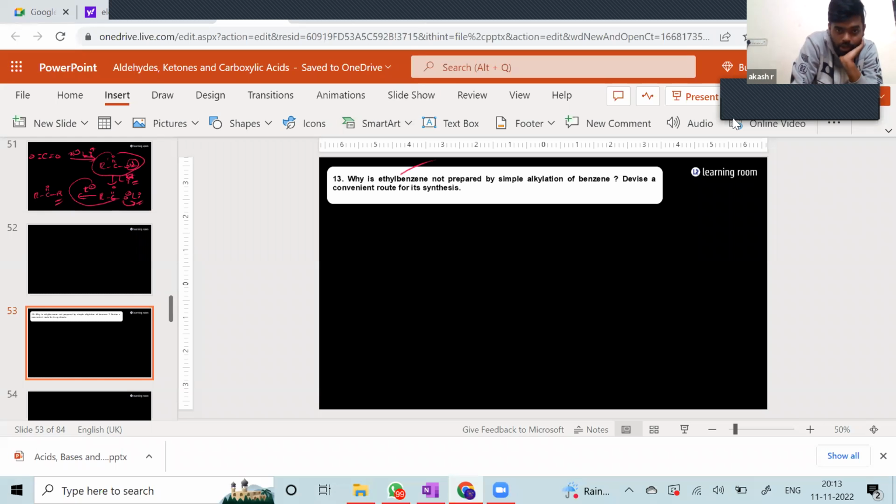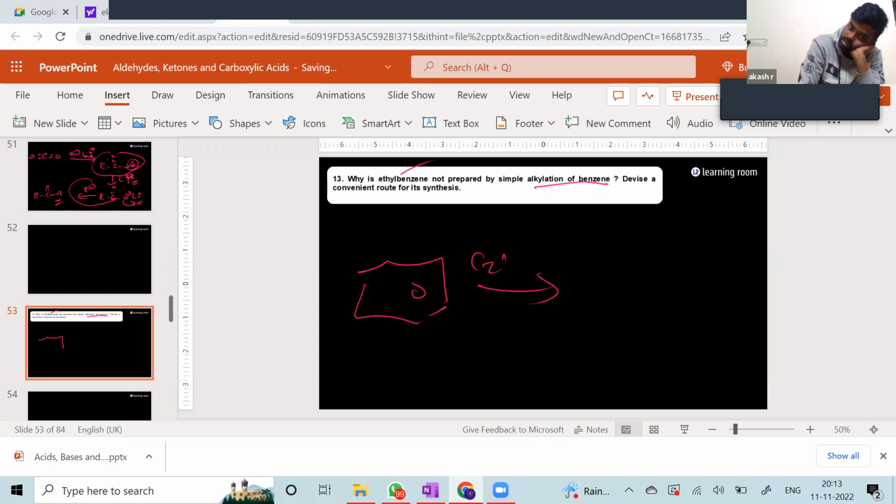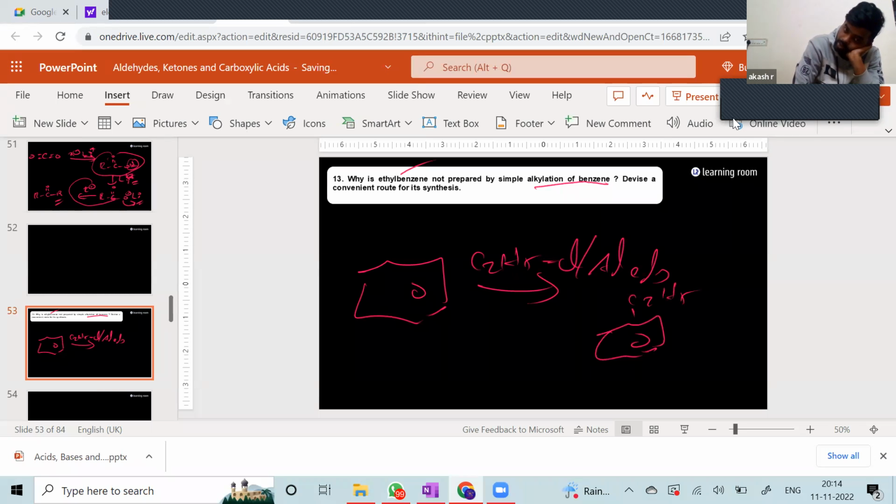Why is ethylbenzene not prepared by simple alkylation of benzene? Devise a convenient method for the synthesis. Simple alkylation of benzene, we can prepare, right? So benzene is going to be there. If I use C2H5Cl in the presence of AlCl3, I can expect that C2H5 is going to come here. Why this won't happen? Maybe because it is a little bulky.